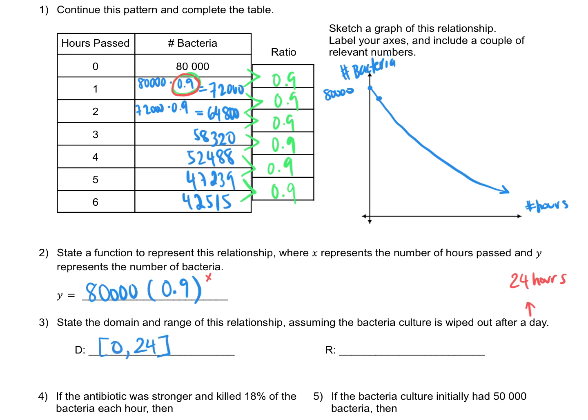My range: I know my upper limit is 80,000, but for the bottom limit, we're not actually going to reach 0 necessarily, but we're told that the scenario ends after a day. So I'm going to use my equation to see how much bacteria is left after 24 hours. When I do that, I get approximately 6,381. So that would be the starting number of my range. It's not wiped out to 0, but it has dropped enough that maybe you don't have symptoms anymore.